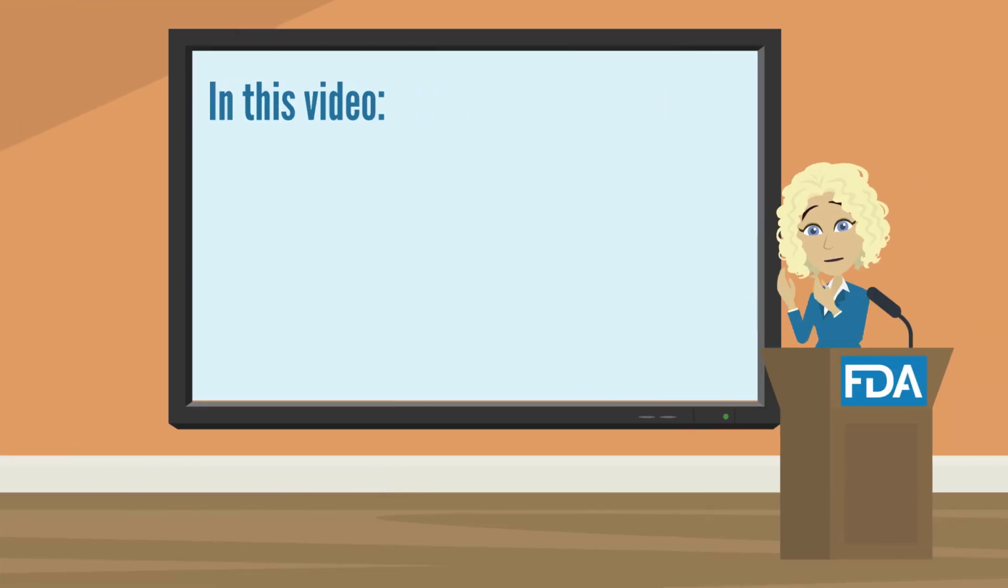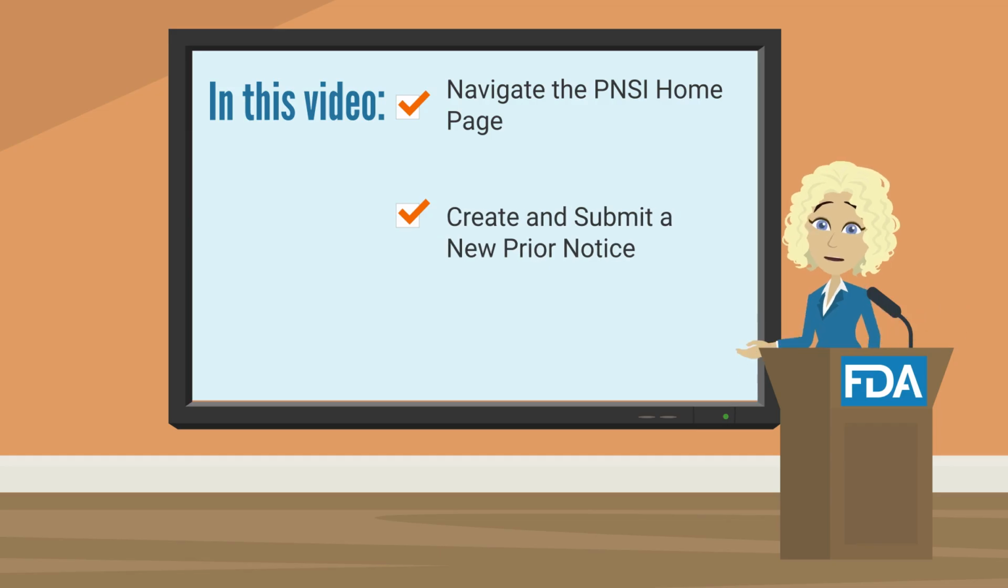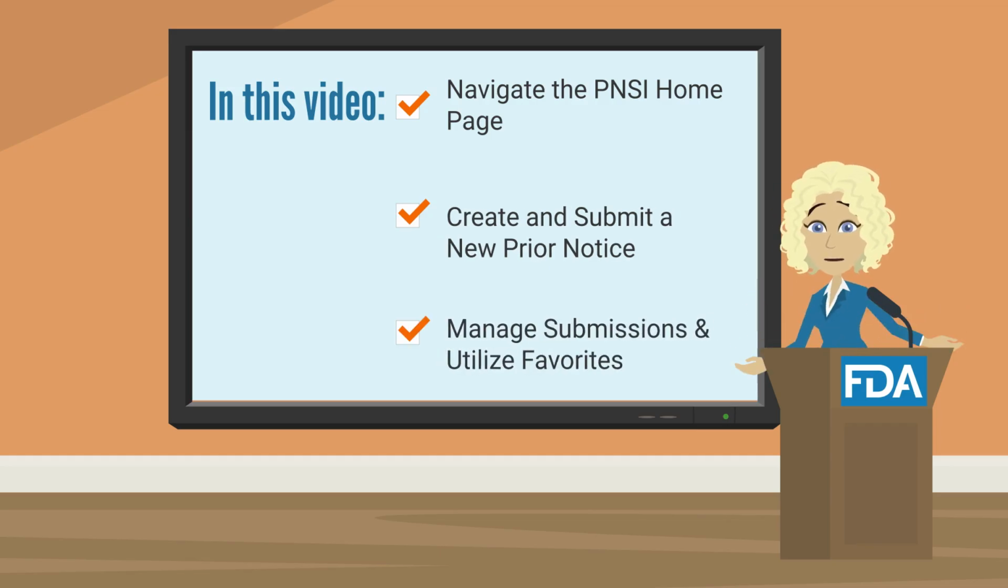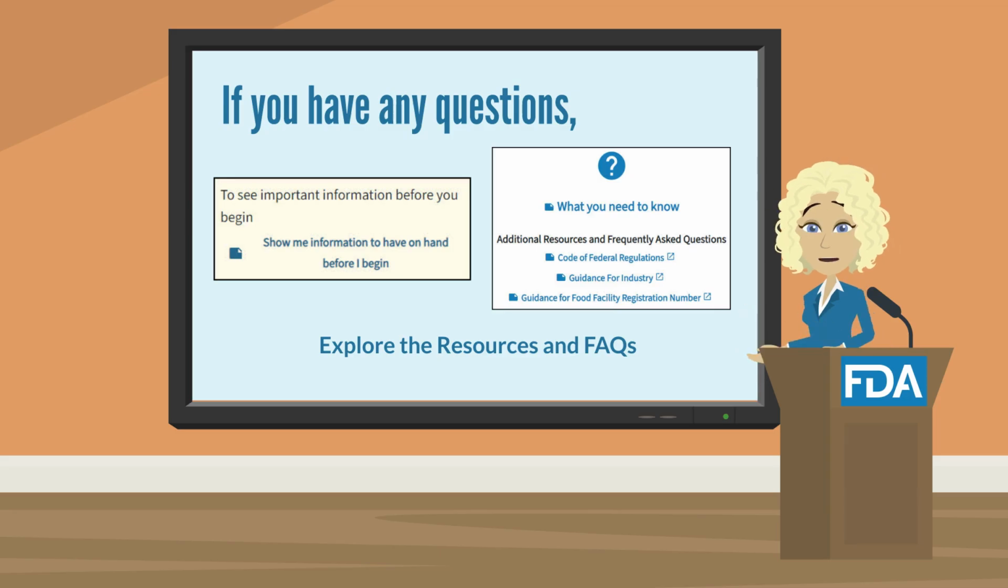In this walkthrough, we've covered how to navigate the PNSI homepage, create and submit a prior notice, manage submissions, and utilize the Favorites feature. If you have any questions, don't hesitate to check out the Help section or contact FDA support. For more detailed help about PNSI, explore the resources and FAQs available on the homepage.